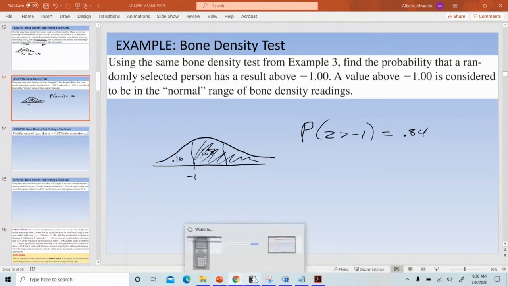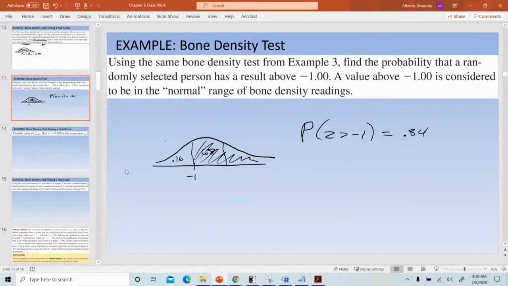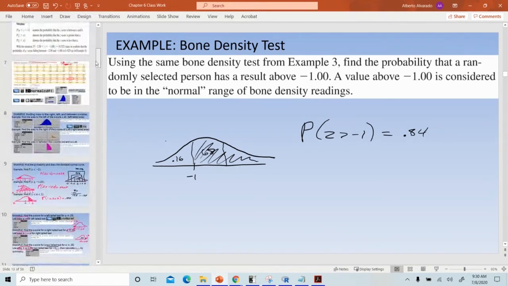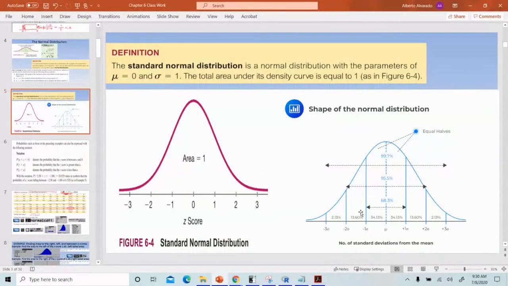Okay, but let's see. You don't believe it? We can try it. Second vars, normal CDF from lower is -1 to upper is going to be infinity. .84, right? So the logic works, but that's the empirical rule, and I think I had more on that somewhere here, but here's the breakdown.